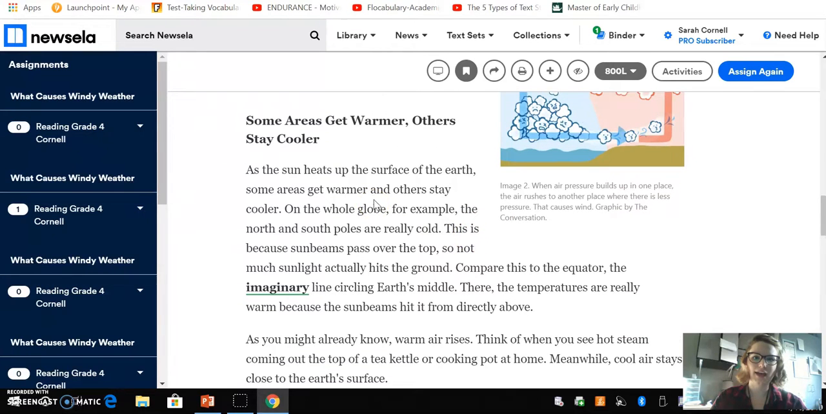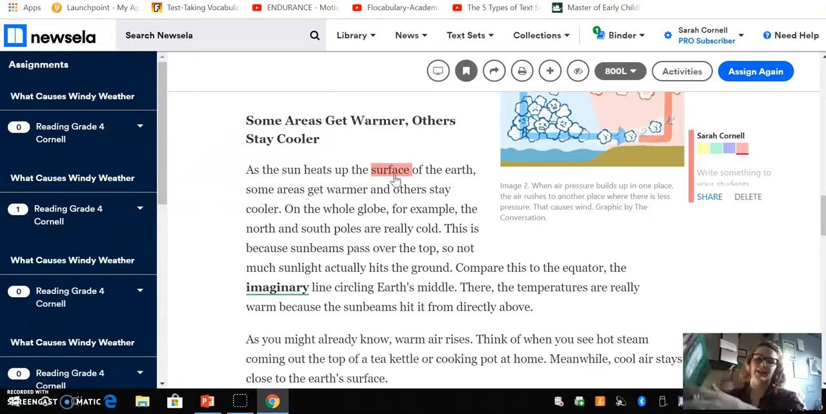All right, I had paused, but I'm going to go ahead and highlight this word because I see surface. As the sun heats up the surface of the earth, some areas get warmer and others stay cooler. The sun heats up the surface of the earth. Well, that must mean the top layer of the earth. So I'm going to go ahead and write surface in my journal and write top layer.